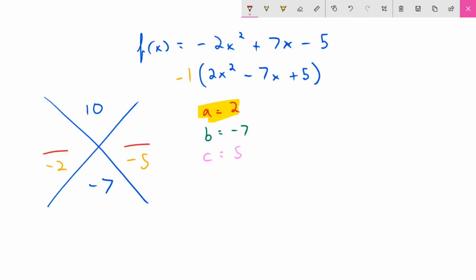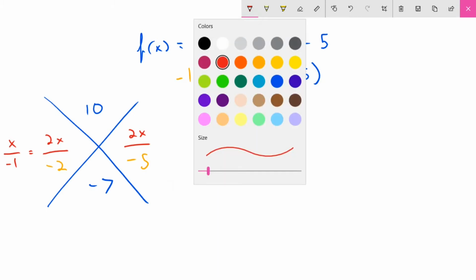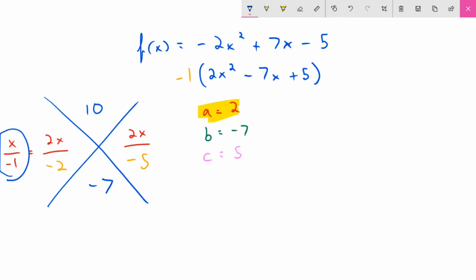And what goes on top? It's a times x. So in this case, it's 2x. Now we're going to simplify our fraction. So on the left side, this one over here simplifies to x over negative 1. And it's very important that we keep the 1 and keep our signs where they are so we know what to write in the parentheses. So this is my simplified form. 2x over negative 5 is already simplified. So now inside my parentheses, I'm going to have x minus 1 times 2x minus 5.